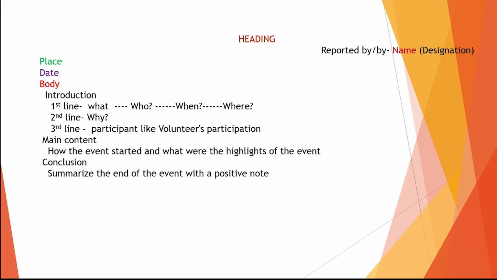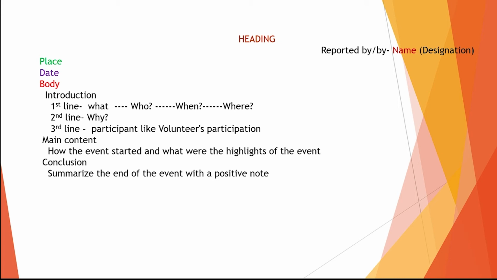Then you come to the main content. Here you write how the event started and what the highlights of the event were. And then the conclusion: summarize the end of the event with a positive note. Okay, so based on this, now let us see an example.